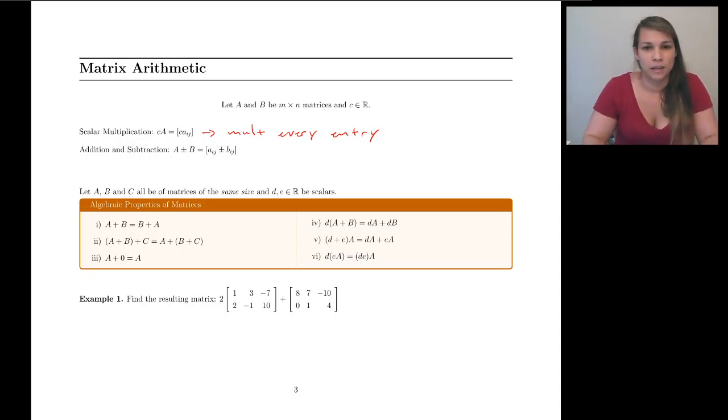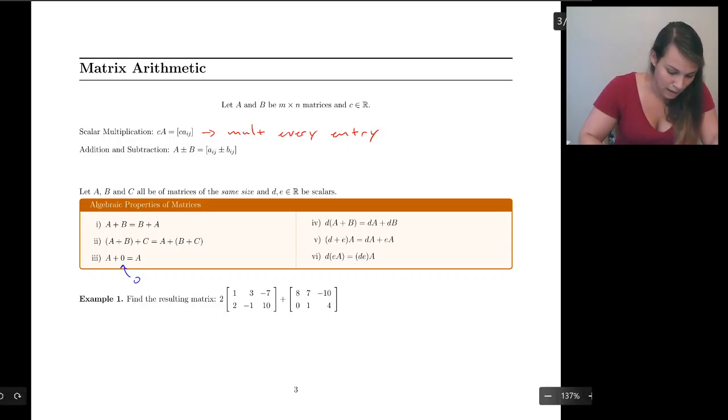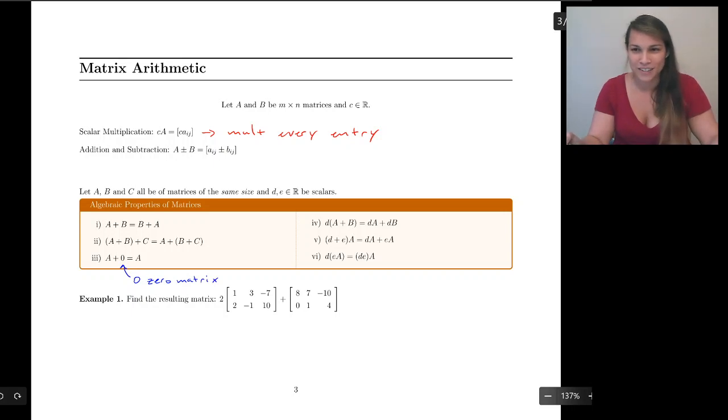All right, so now that we know how to add and multiply a little bit, we have some properties of matrices for you. We've got A plus B equals B plus A, just like we did with vectors. You can prove all of these component-wise, just like I did with vectors. We've got associativity. We've got A plus 0 equals A, where 0 is the zero matrix, aka it's a matrix full of zeros.